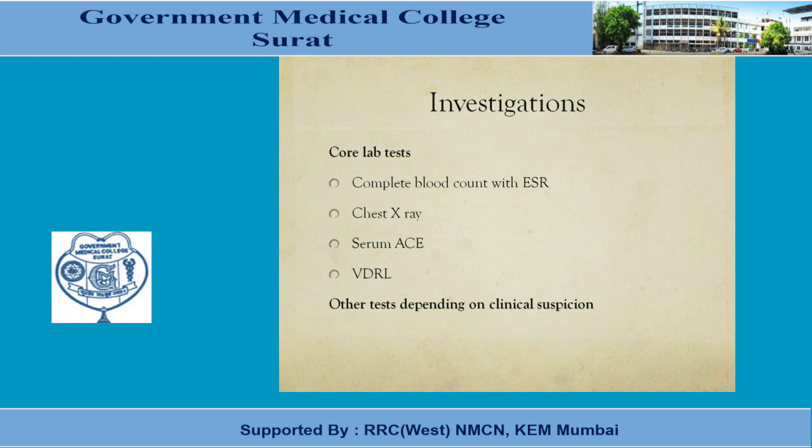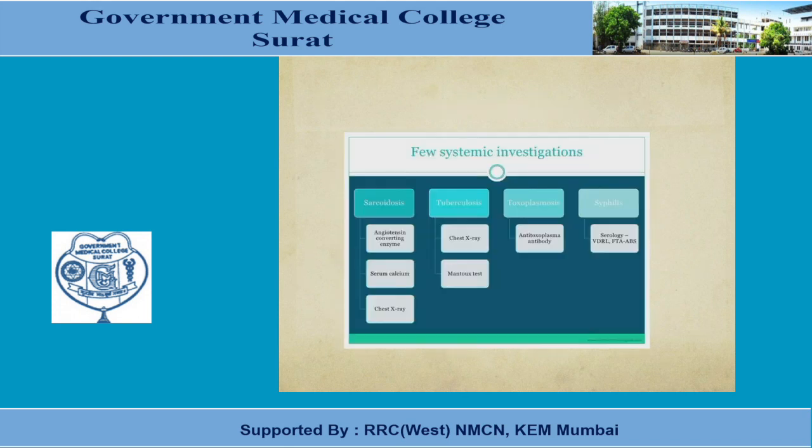Also the patient will give you history if he or she has tuberculosis or syphilis or other things, right? So generally we order complete blood count, chest x-ray, ACE for sarcoidosis, VDRL, and other tests depending, as I told you, on clinical suspicion. Next. So you all know, maybe better than what you do for sarcoid, what you do for tuberculosis, what you do for toxoplasma, and what you do for syphilis. Okay? Next.